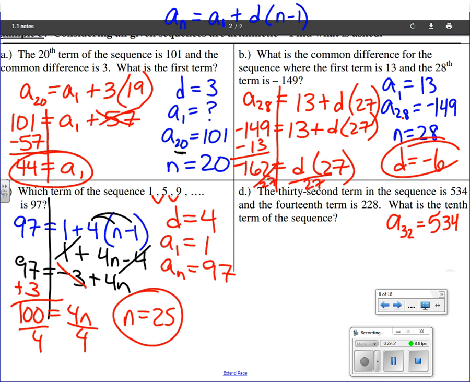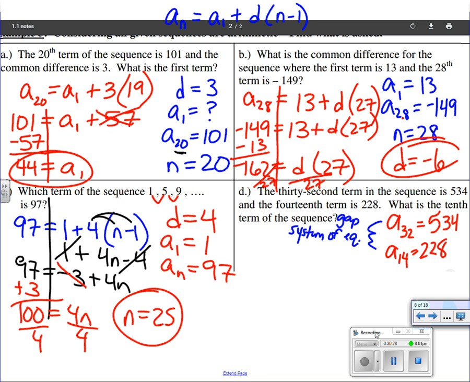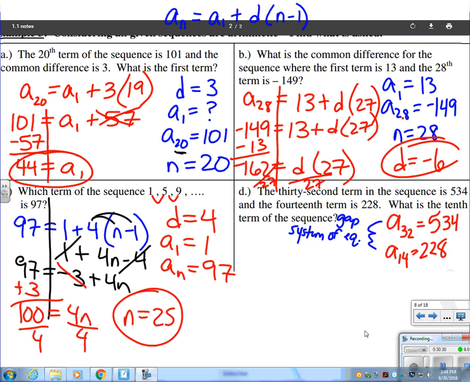What else? Thank you. The 14th term is 228. This one is different than the other ones we've done. When there is a gap, or when they've given you two random ones, you're going to have to do a system of equations. I'm going to show you how to do that. Whenever there's a gap like that, you have to do a system of equations. System of equations just means you're going to have two of them instead of one. So let me show you what that looks like.